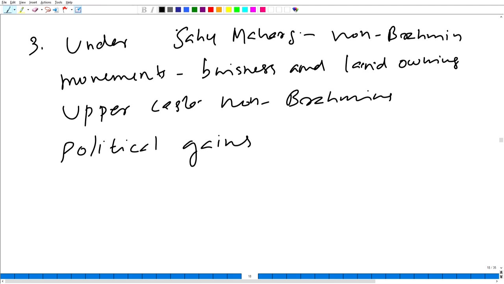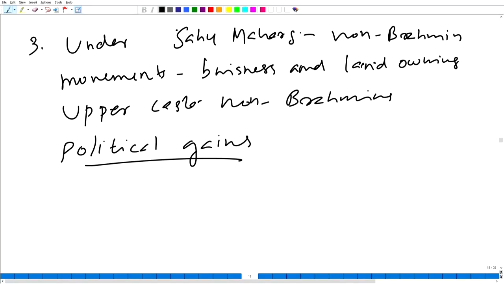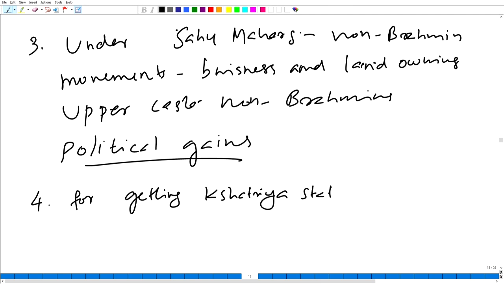These land-owning and business men belonging to the upper caste non-Brahmin Hindu community began to use this non-Brahmin movement for political gains. Shahu Maharaj worked for getting Kshatriya status to the community to which he belonged, and for himself.